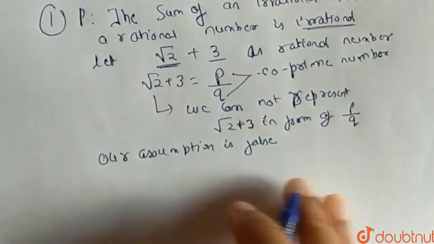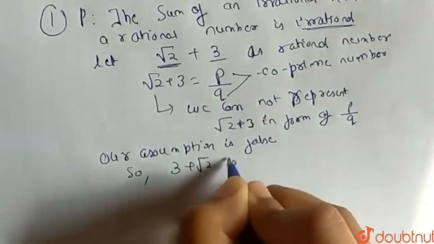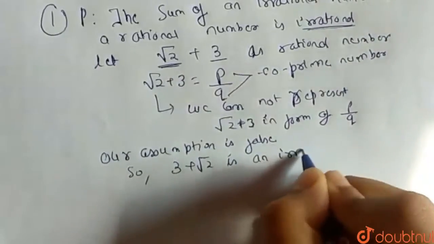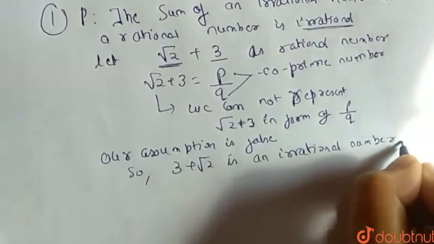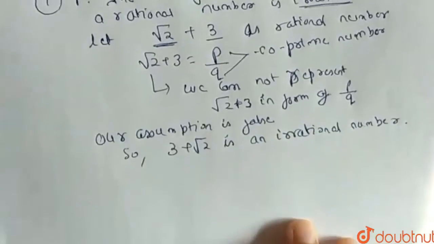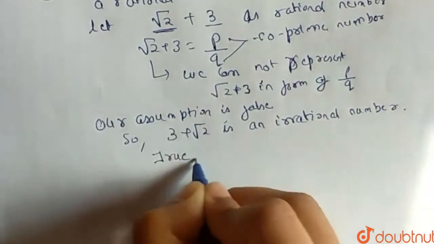So 3 plus root 2 is an irrational number. Now, we can say that this statement is true.